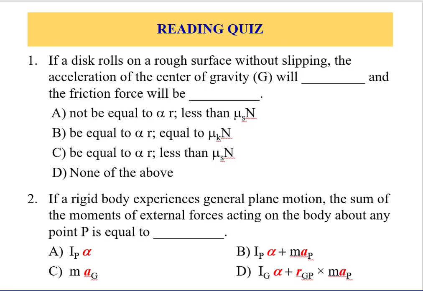The second reading quiz is: if a rigid body experiences general plane motion, the sum of the moments of the external forces acting on the body about any point P is equal to I_P alpha, the moment of inertia about that point P multiplied by the angular acceleration, for 2D planar motion.